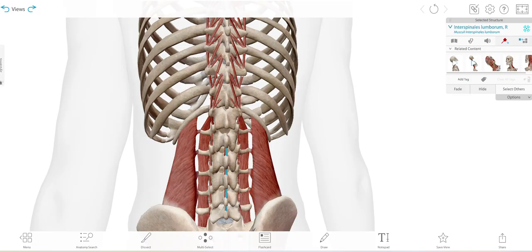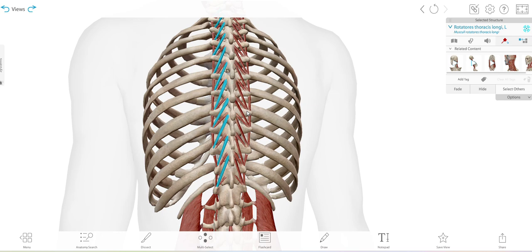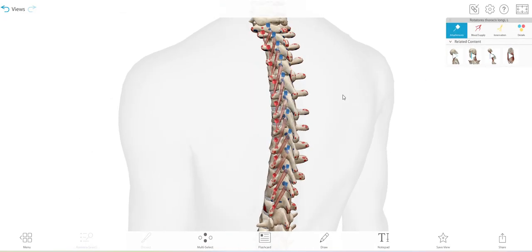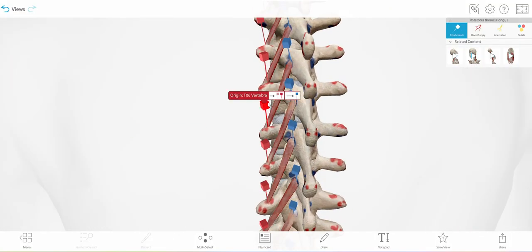And then for our next muscle, we have our rotatories muscle. And for our rotatories, they will be attaching to the transverse process of our thoracic vertebrae. And then the insertion will be on the lamina.